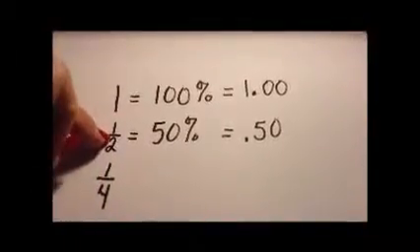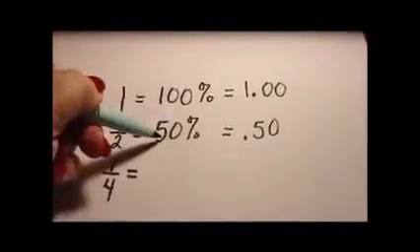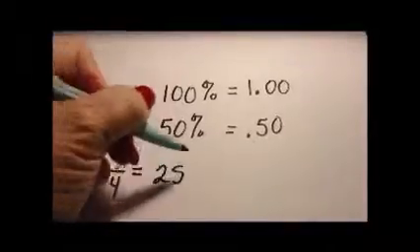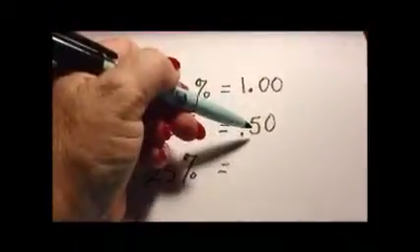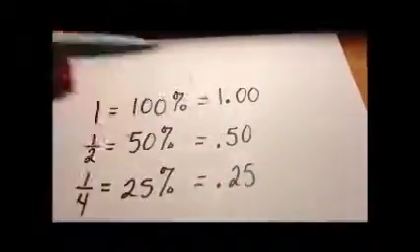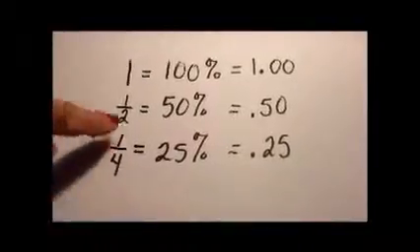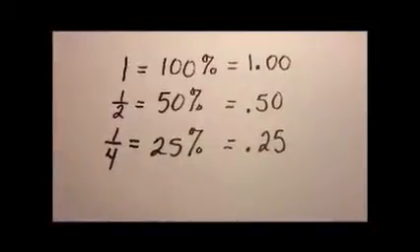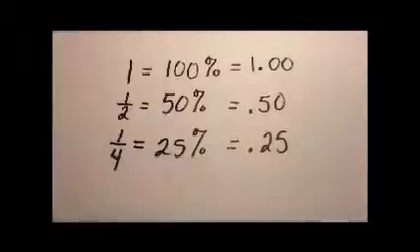And then if we take 1/4, 1/4 is 1/2 of 1/2, or divide 50% by 2, which makes it 25%, or the equivalent is 0.25, or 1/4 of a dollar is 25 cents. These are 4 common equivalents that everyone should be able to know.